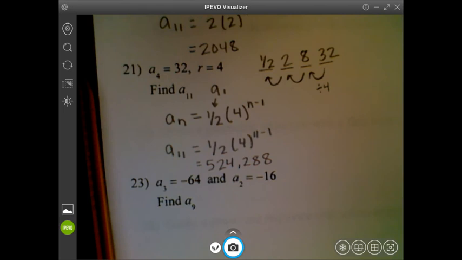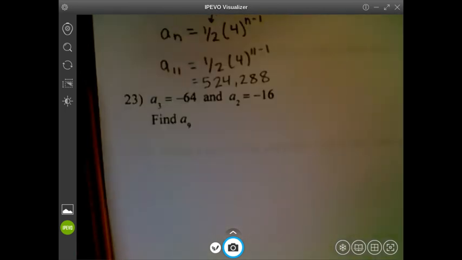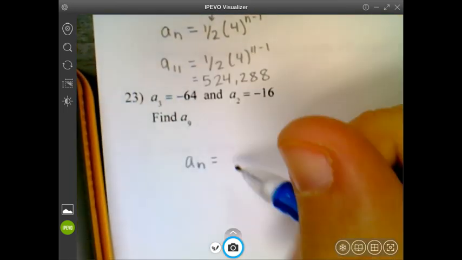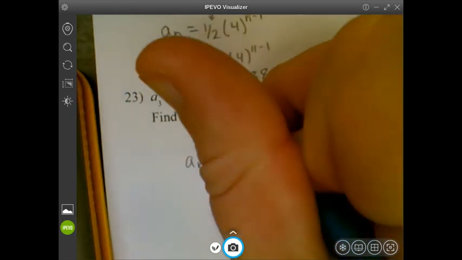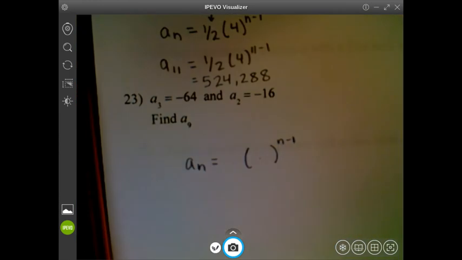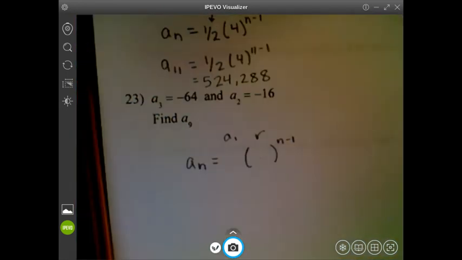All right, and last but not least, we have a sub 3 is -64, a sub 2 is -16. Find a sub 9. So we are going to go ahead and write the equation. We don't know the first term, and we don't know what we're multiplying by. So we have two pieces of information, right? We know that it'll be to the power of n minus 1, but we're missing a sub 1, and we're missing the r. And so we have to figure out what's going on here.